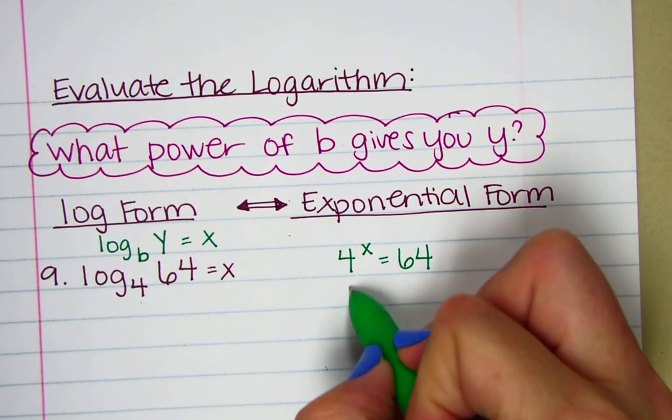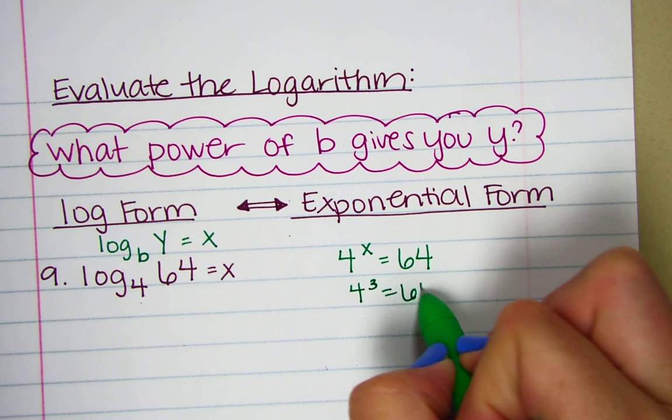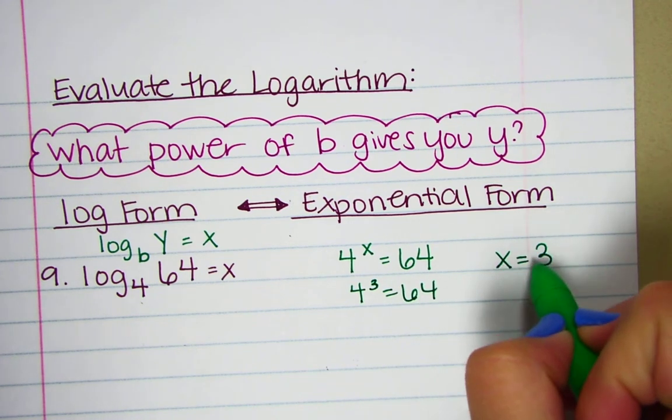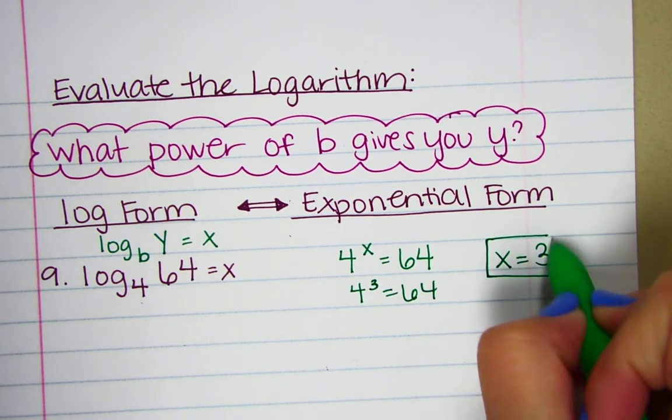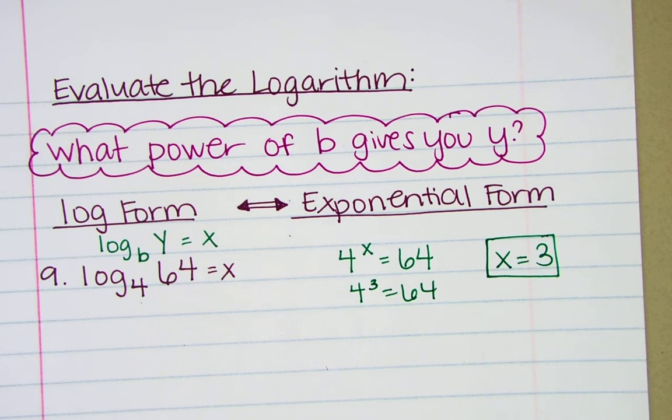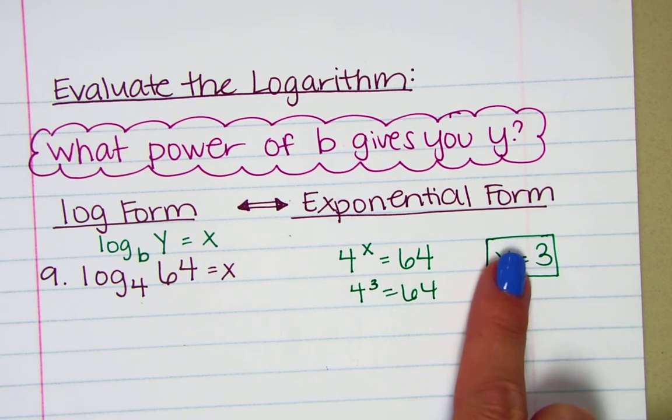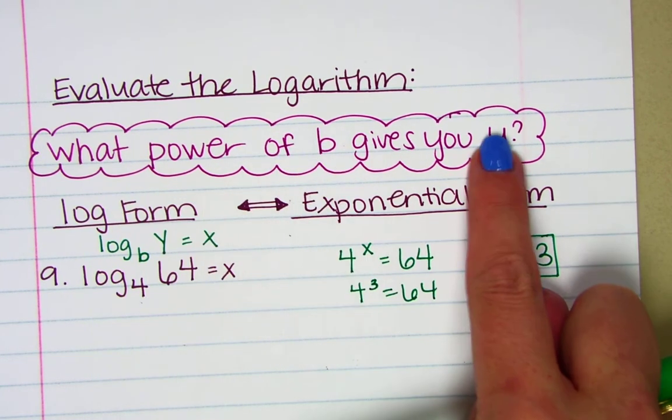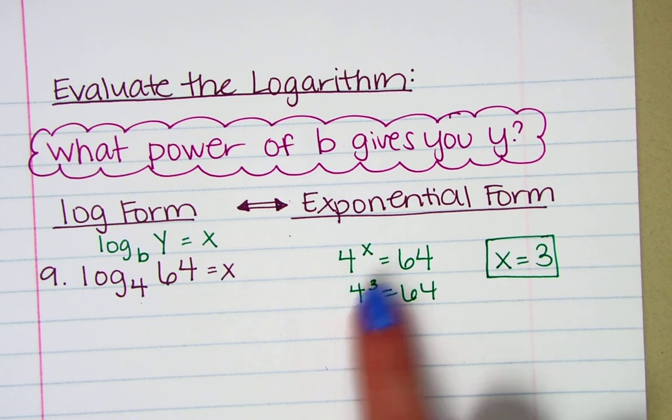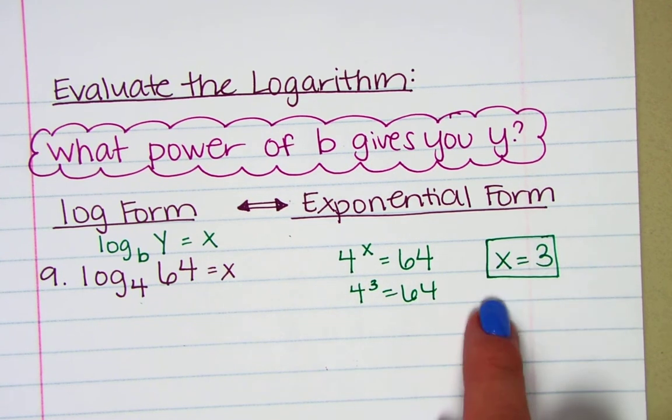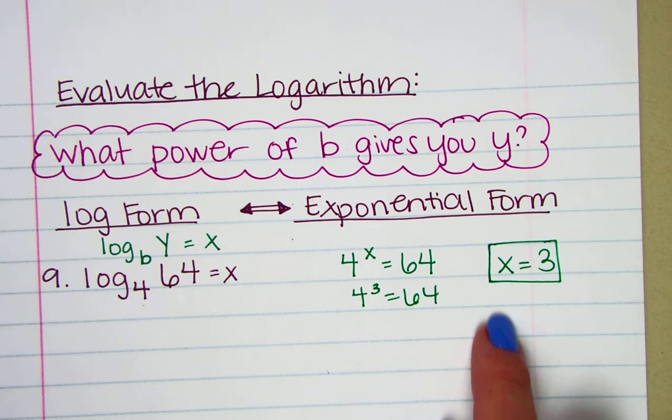So, all you need to do on this one, on the practice, is x equals 3. Okay, the answer is 3. They're asking you what power of b gives you y? What power of 4 gives me 64? Okay, so they're just asking you to find x on that one.